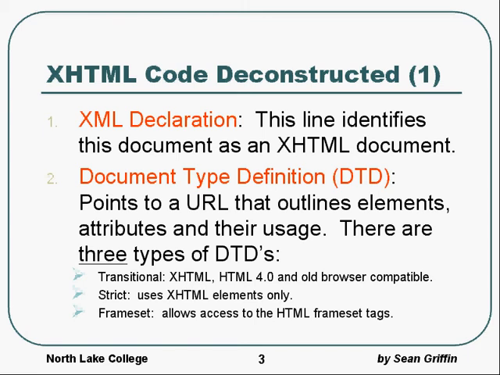A document type definition points to a URL that outlines elements, attributes, and their usage. There are three types of DTDs: transitional, strict, and frame set. The one that we will concern ourselves with is strict, and it uses XHTML 1.0 elements only. In other words, it adheres to standard XHTML 1.0 strict code.